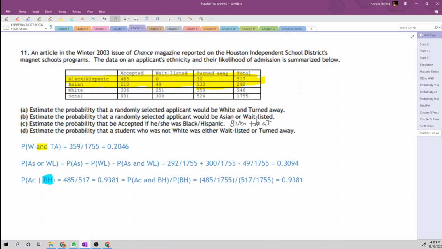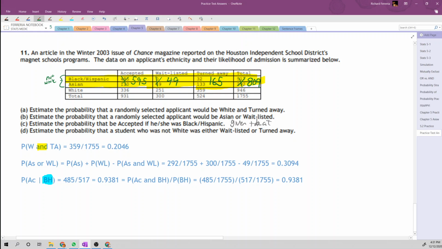Not white combines the two rows for Black, Hispanic, and Asian. And what I'm going to do is I'm just going to add those numbers together. So as you can see, the number of not white who were accepted was 595, the number of not white who were waitlisted is 49, and the number of not white who was turned away is 165, for a total of 809 total not white students.